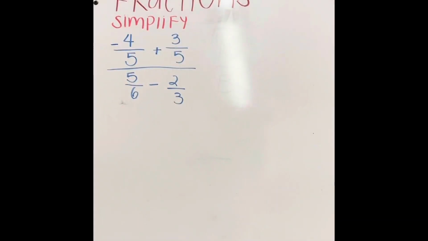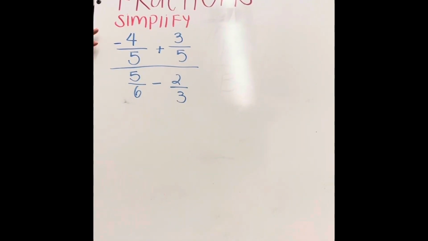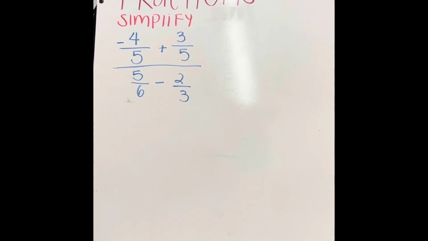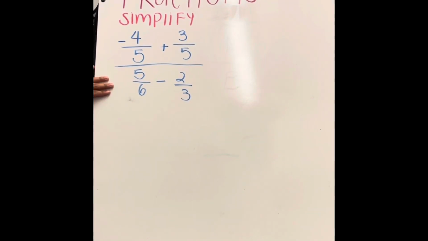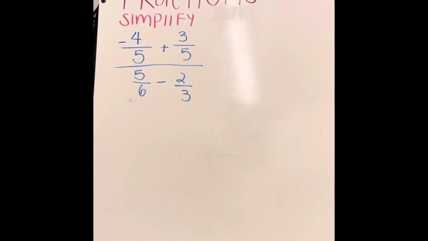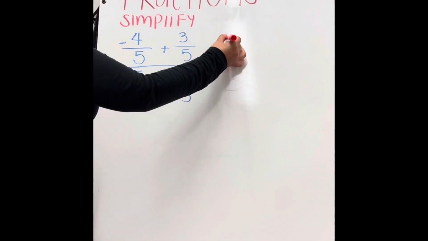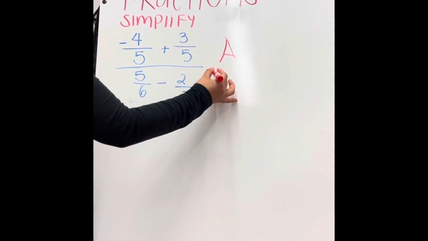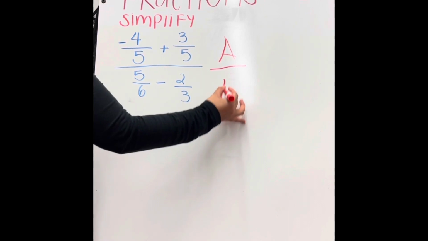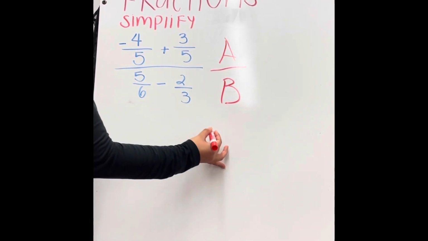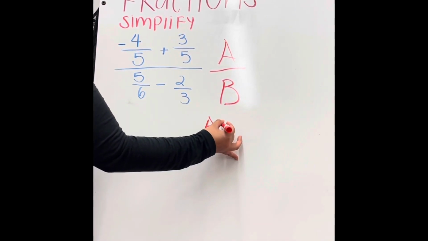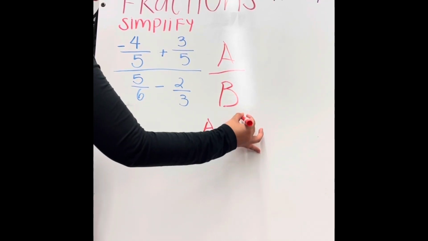So what you want to do initially is to combine the fractions in the numerator and then combine the fractions in the denominator. So the numerator will give you A, and the denominator will give you B, which is also equal to A divided by B.